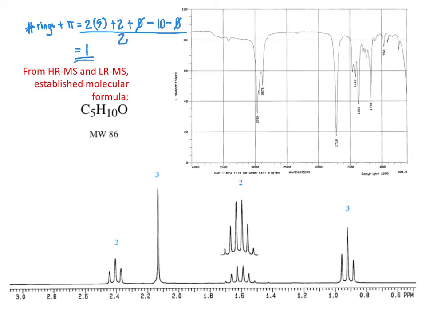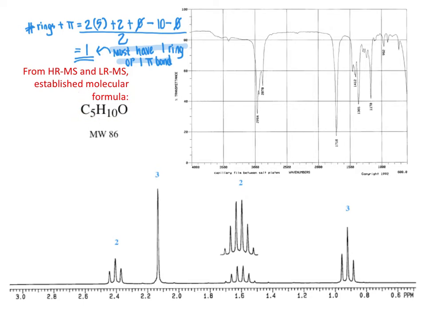So what that indicates to us is that the structure that we draw has to have 1 ring or 1 pi bond. So I'm just going to jot that down to remind myself that the final structure we draw has to have 1 ring or 1 pi bond. And I'm going to highlight that just to give myself that reminder. So that's the main piece of information that we can directly glean from the molecular formula.